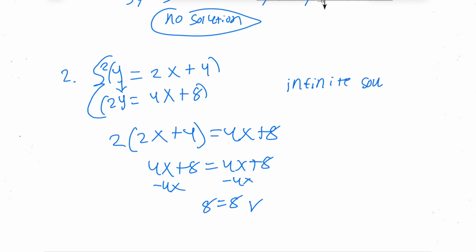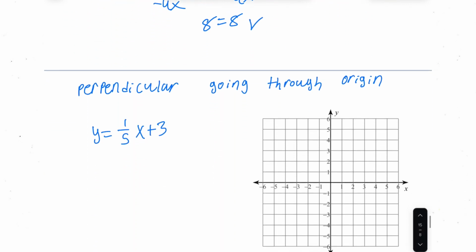And that happens because they are the same line and they just lay on top of each other. So if we were to graph it, it would just be the same line, and it's always going to be intersecting. It's the same. So now moving on to perpendicular lines.